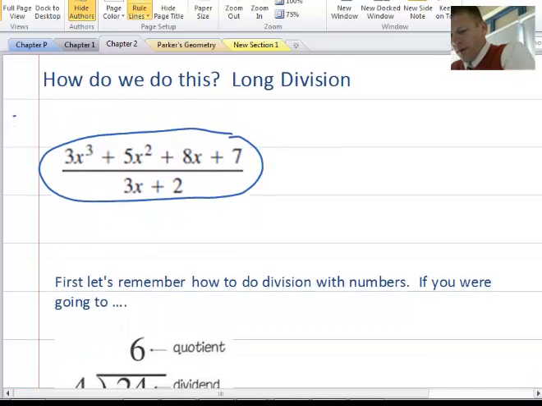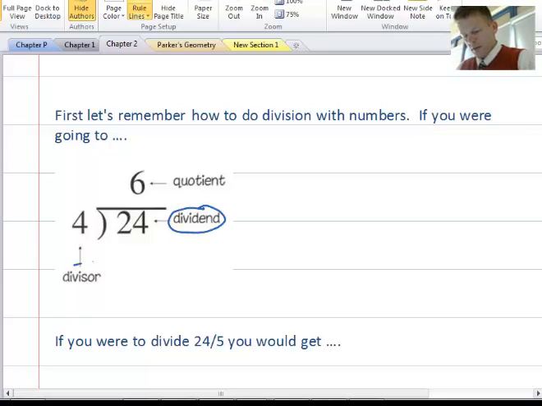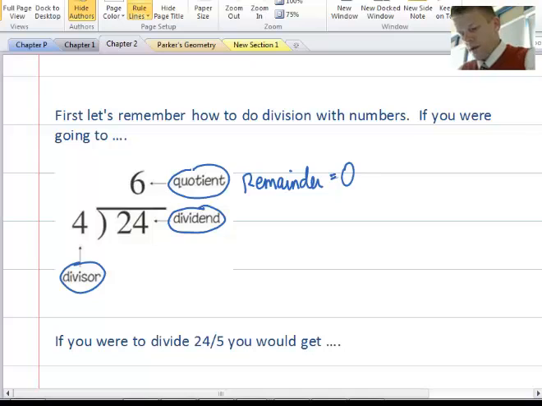So let's just do a few things first, and let's remember how to do division with just numbers. A lot of you may struggle with long division because of what type of math you had in earlier grades. But remember that the dividend is what you're actually dividing, the divisor is what is doing the dividing, and the quotient is the answer. Because we had even division here, we had no remainder. So the remainder was equal to 0.